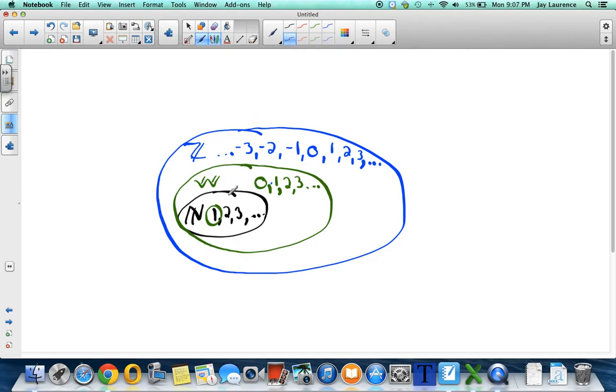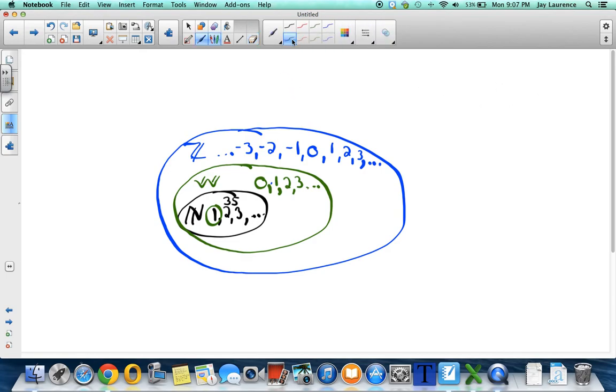If I'm in the black circle, name a number in the black circle. How about 35? Okay, is 35 natural? You bet. 35 is a natural number. Yes, it is. But it's also a whole number because it's inside the green circle. Right? And it's inside the blue circle. Eventually, if I keep counting, I'll get to 35. So you see 35 is a natural number, a whole number, also an integer.